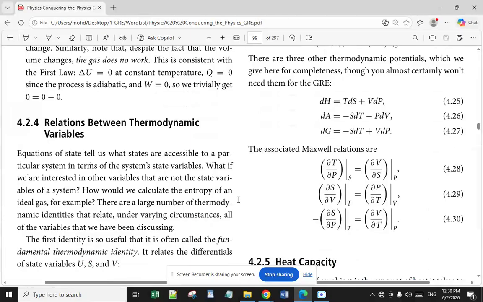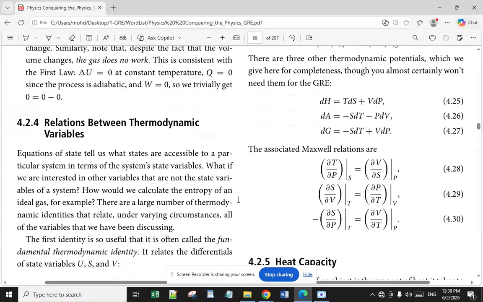Equations of state tell us what states are accessible to a particular system in terms of the system's state variables. What if we are interested in other variables that are not the state variables of a system? For example, how would we calculate the entropy of an ideal gas?